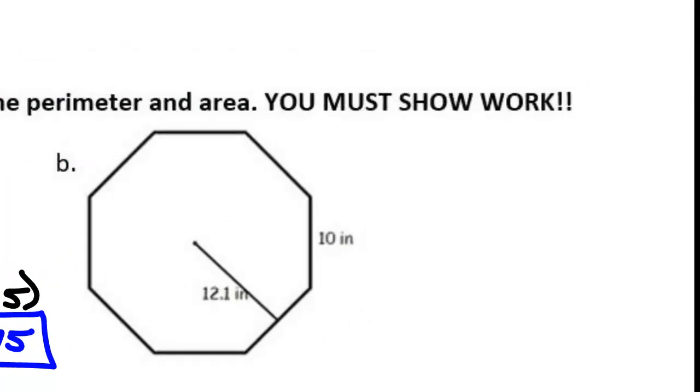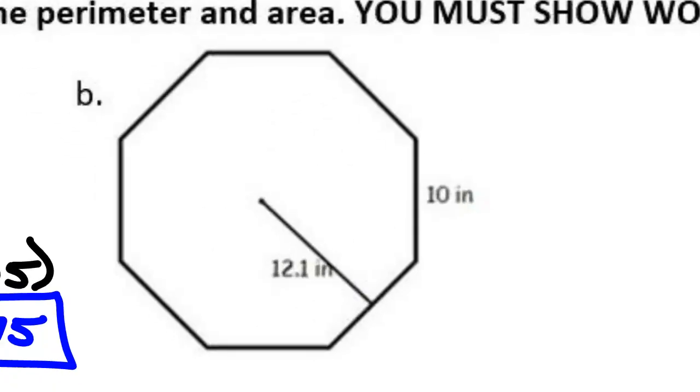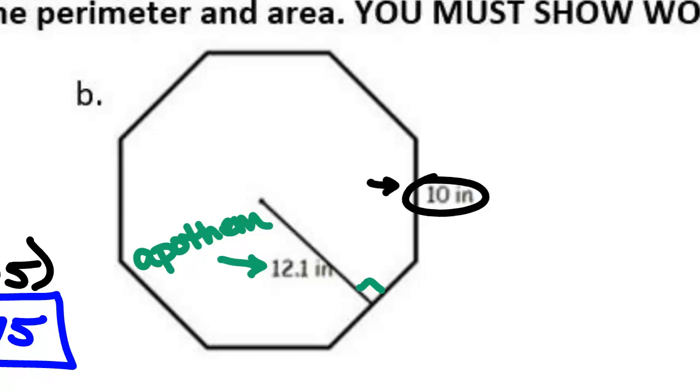Part B, we're going to do the exact same way because once again, they have given us the apothem and a side length. They didn't show the right angle marking, but it does go from the center to a side. And it appears to be making a right angle. Normally, we cannot assume that. But in this case, we are okay to call this the apothem. And then we have the length of one side.